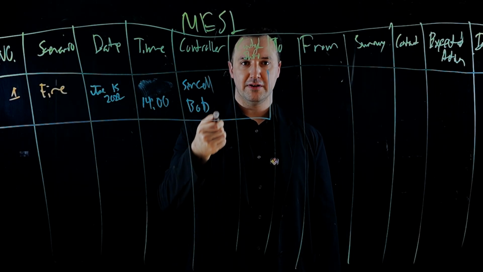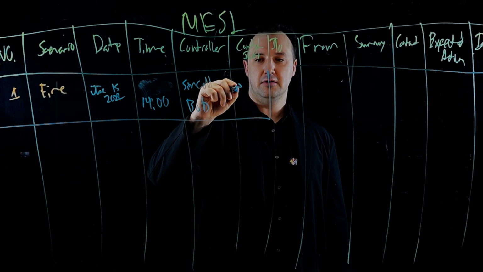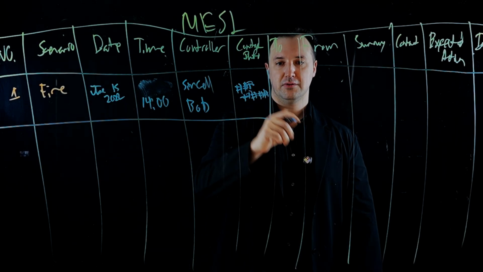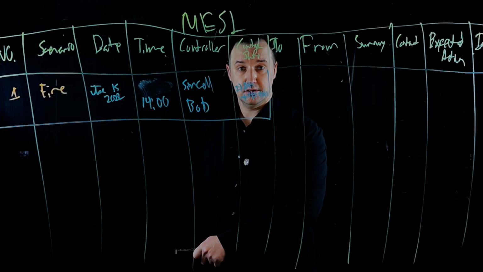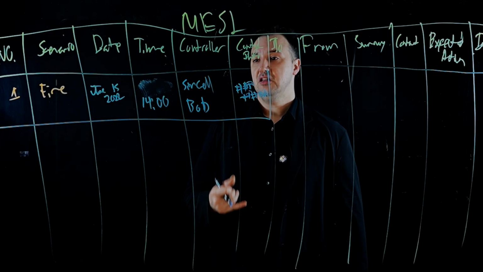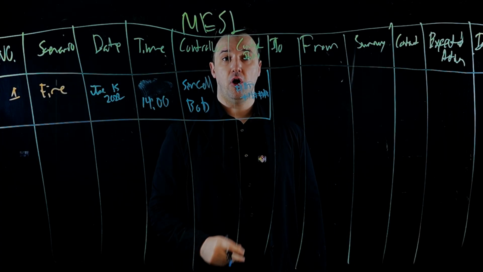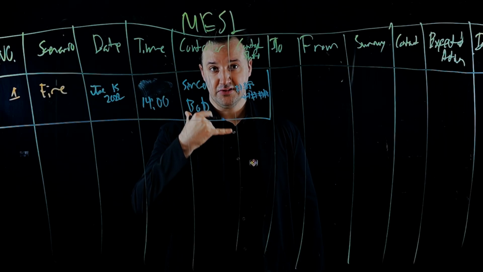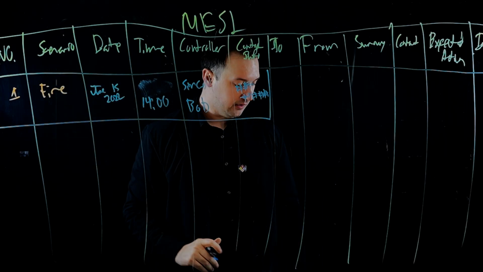But whoever the controller is, that person and their info, what's their phone number or what's their email or whatever. Because if that inject doesn't go in, you need to be able to call them. Or if you're running this whole thing, the lead running the whole exercise, 5 minutes before this, you might just call Bob and say, Bob, you're up for inject 1. Please see your sheet. So this is running the exercise.